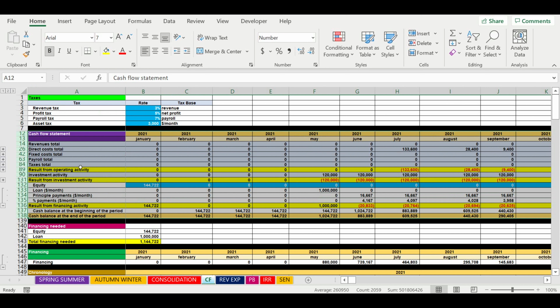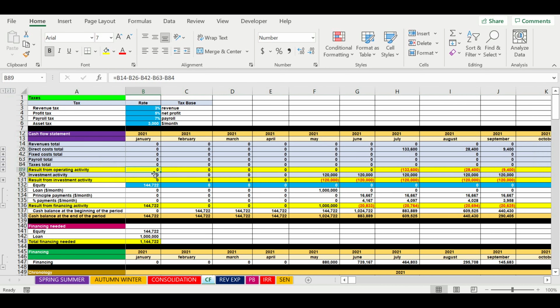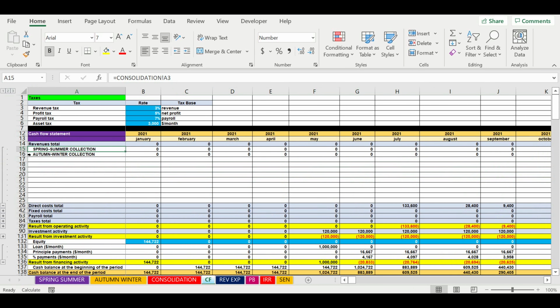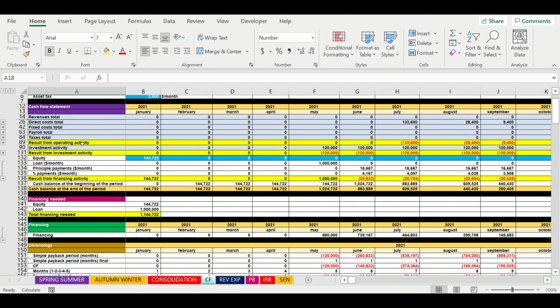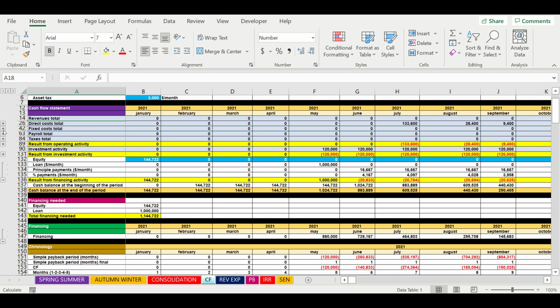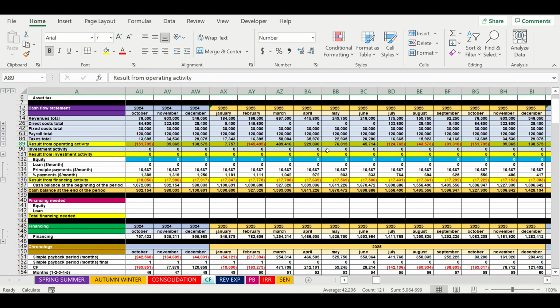the cash flow statement. Inside the cash flow statement we have revenues, which you can click the plus button and see the detailed revenues of each collection. Also you can click plus on any other line inside the cash flow statement and see detailed items inside this or that revenue or expense. Here you can see what is valuable about this table. Here you can see the net profit from operating activity. Here it is.